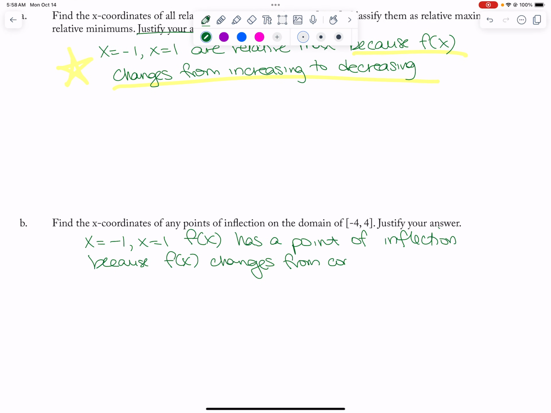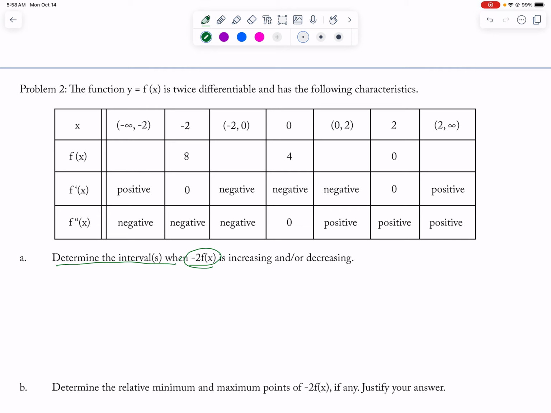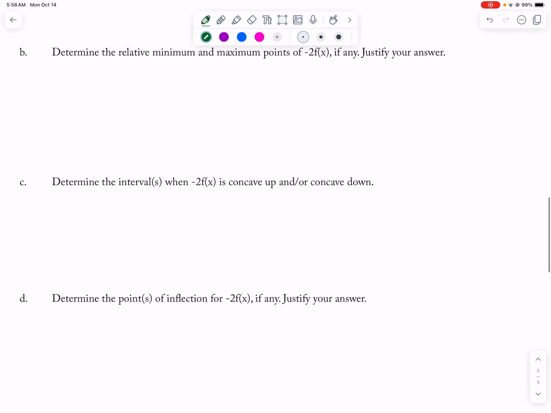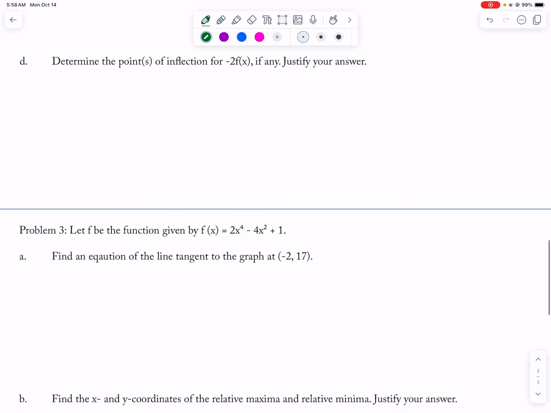Okay. So here, just be careful. It's the same exact thing, but the only difference is that it says determine the intervals when negative 2 times f of x is increasing or decreasing. So I'm not just looking at f of x. I'm looking at what happens when I take my negative 2 and multiply it by f of x. So this negative 2 just tags along the whole time when I answer all these questions.